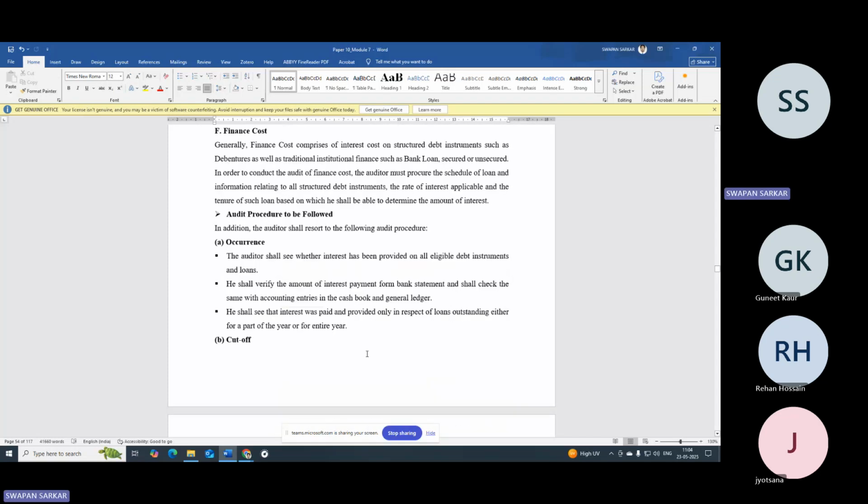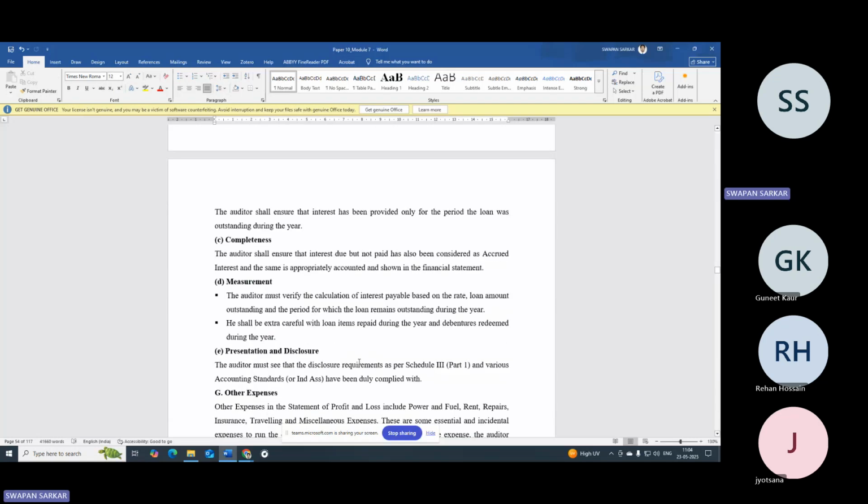First of all, occurrence. The auditor shall see whether interest has been provided on all eligible debt instruments and loans. He shall verify the amount of interest payment from the bank statement and check the same with the accounting entries in the cash book and general ledger. He shall see that interest was paid and provided in respect of loans outstanding either for a part or the entire year. The auditor shall ensure that interest has been provided only for the period the loan was outstanding during the year.